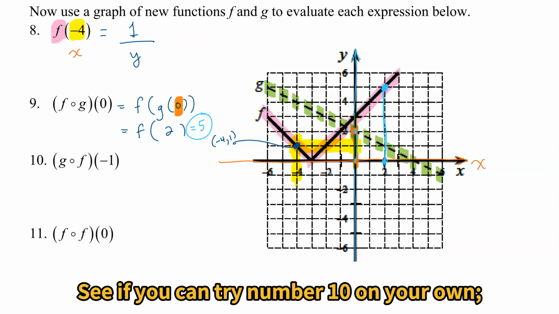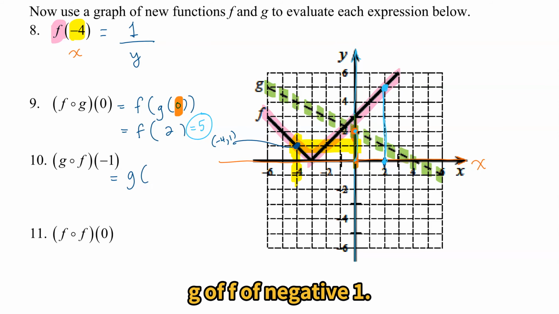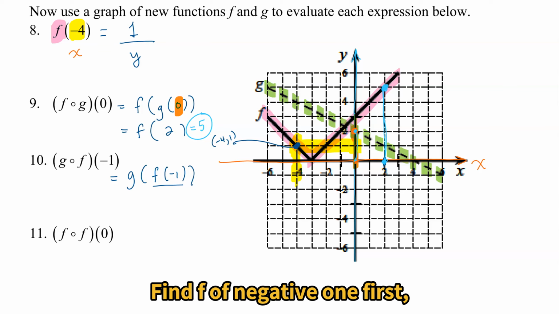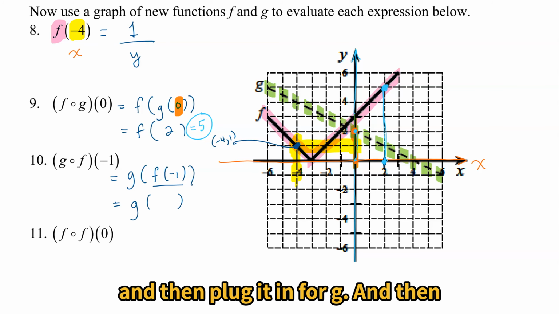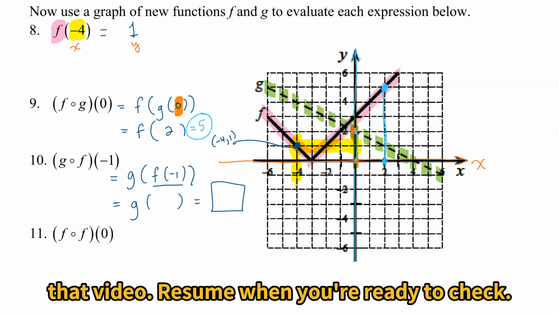See if you can try number 10 on your own, that two-step process. We'll write it out, g of f of -1. Find f of -1 first, and then plug it in for g, and then find your answer. Pause the video, resume when you're ready to check.